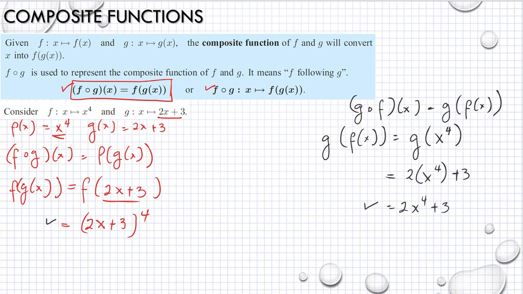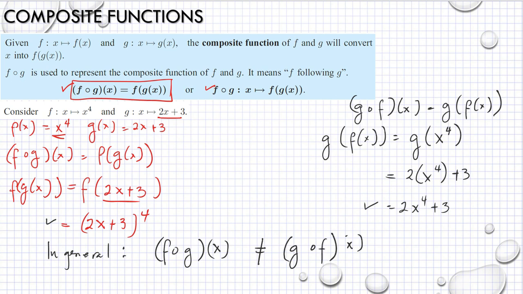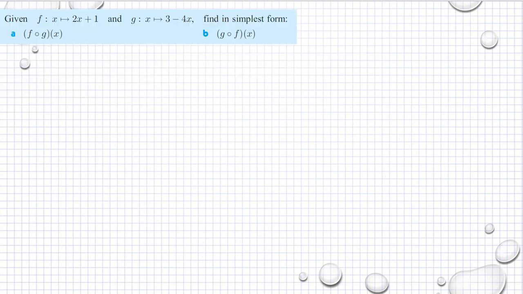Now we can take a generalization. In general, the composite function of f to g of x is not equal to the composite function of g to f. They are not equal. Okay, let's take another example.